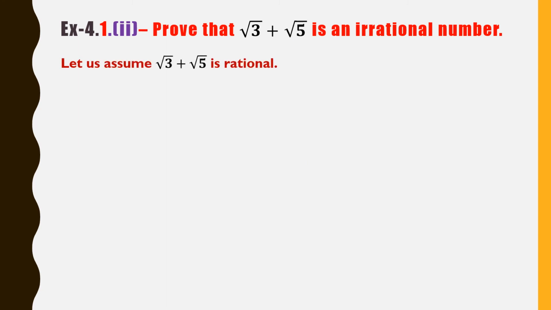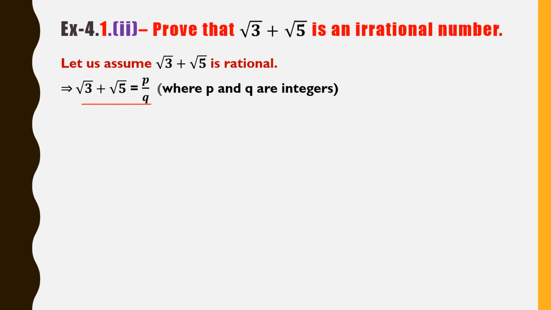Same steps. It is a rational number, so take it in p by q form. Now I can send anything, both are in plus only, right? So I can send root 3 or root 5 to the other side. So I send root 5 there. Now I should do squaring on both sides, because at the end I should have only one root, whether it may be root 5 or root 3.